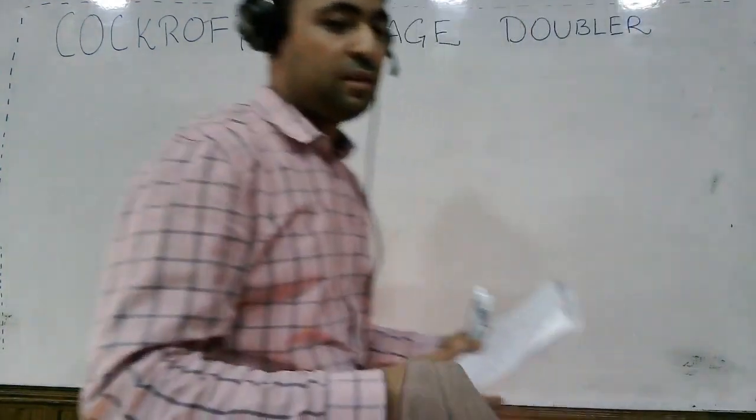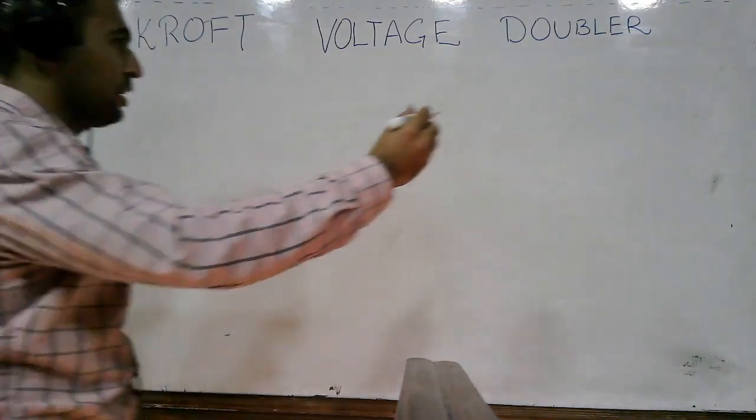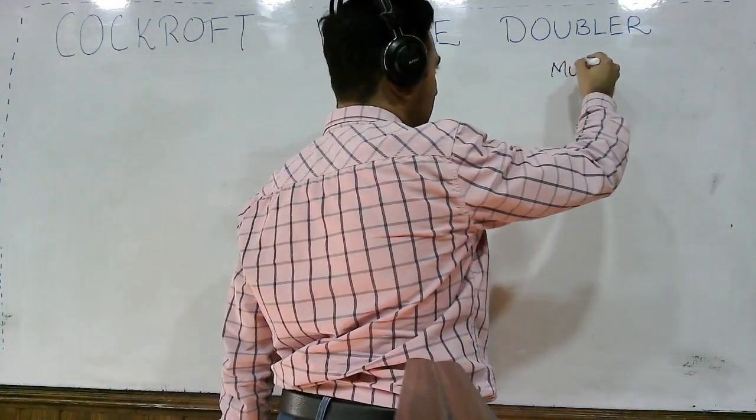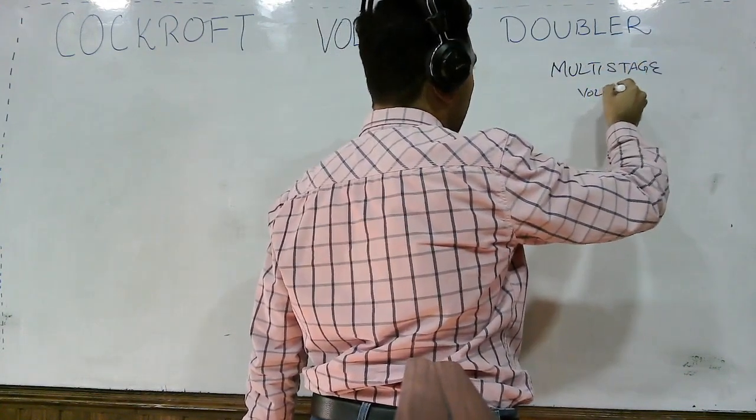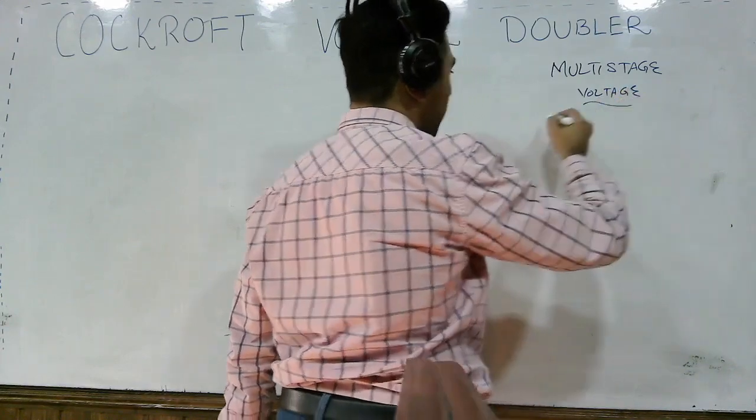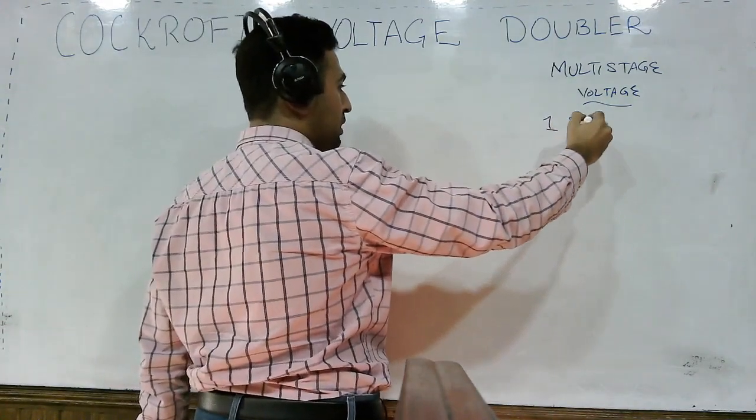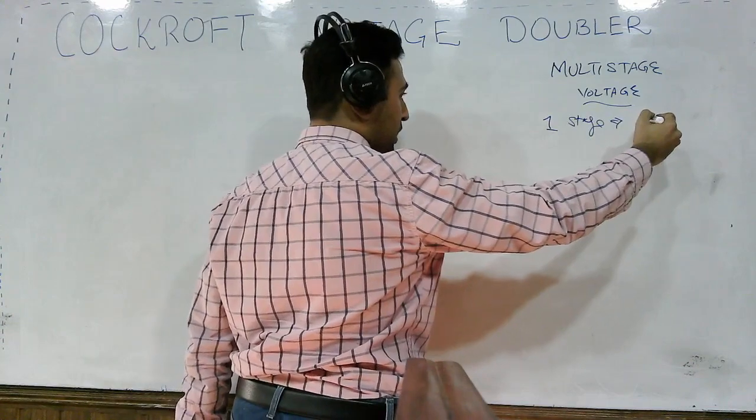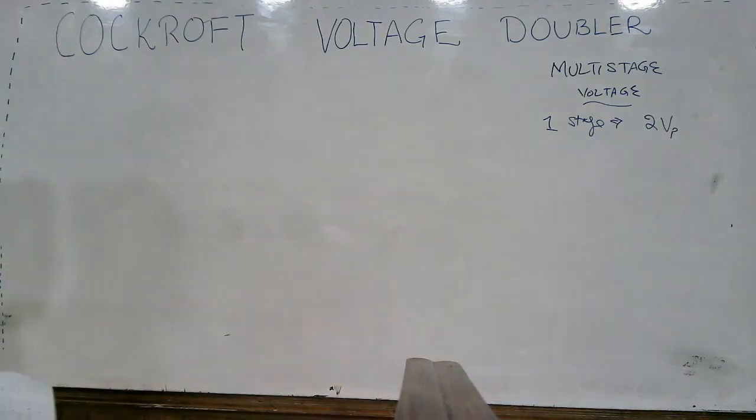Okay, so now let's start with the multi-stage Cockcroft voltage multiplier circuit. What does it mean by multi-stage voltage doubler? As you have seen, when you have only one stage, we were able to attain just twice the input voltage, but we want more voltage. So here we will add more stages in the Cockcroft voltage multiplier. Now see how we are going to do this.